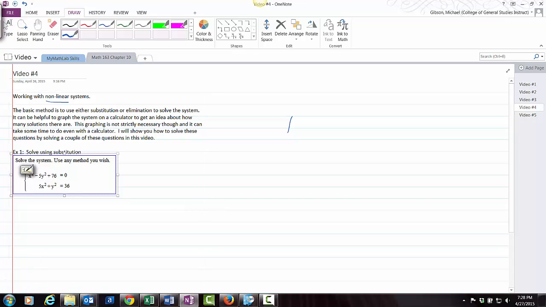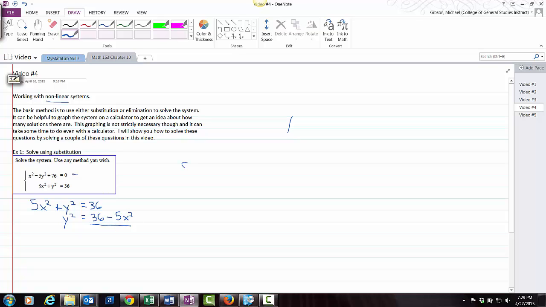So for this one, we're going to use substitution, and the reason I'm going to use substitution is kind of like the reason I used substitution in the 2x2 systems that were linear. See, I have a y squared all by itself there. That is nicely set up. It's very easy for me to get an equation that simply says y squared equals something, right? So I'm going to look at this second equation, 5x squared plus y squared equals 36. I'm going to subtract 5x squared from both sides. All right, so now I know that y squared equals 36 minus 5x squared, right?